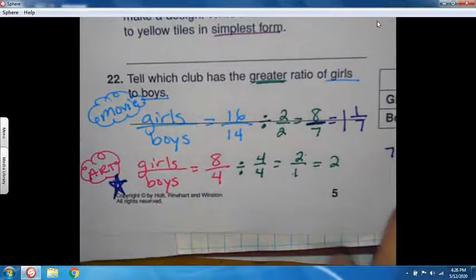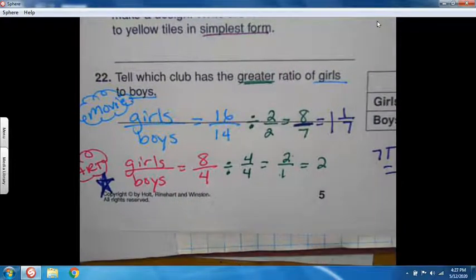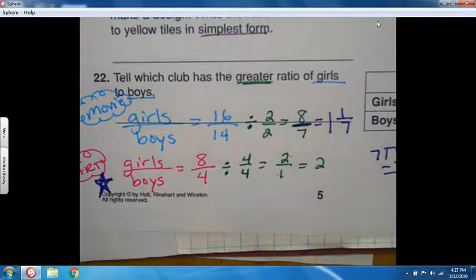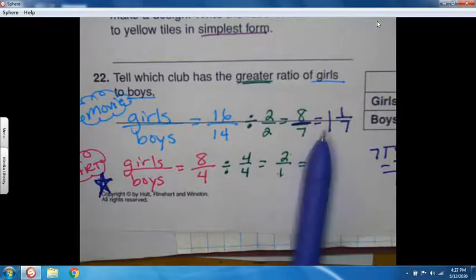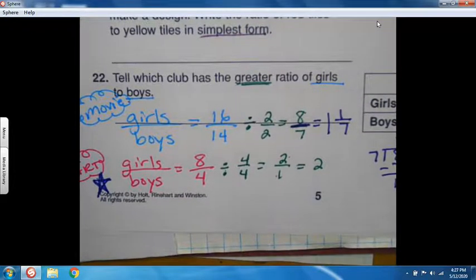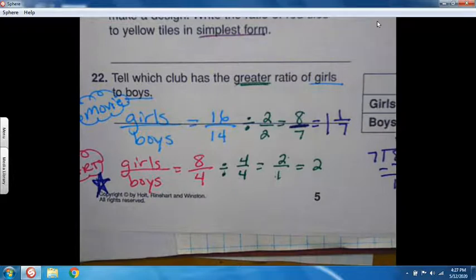Okay? Do you guys see how I did that? We used a little bit of everything. We've got ratios, we've got simplifying fractions, we've got fractions to mixed numbers. Okay? Because there's only 1 and 1/7 here, where here there's 2. This one's a bigger number.